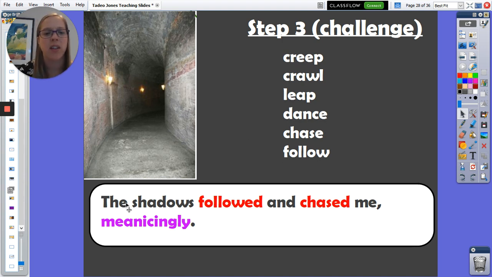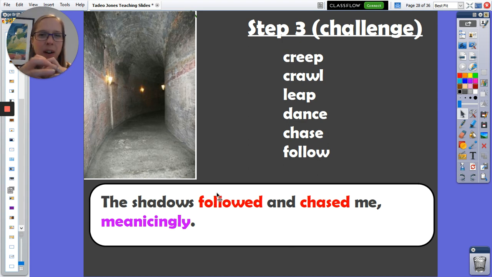So I've got the shadows, that's my noun, the thing I'm describing. I've got my two verbs, followed and chased me. I've added two there just to make it a bit more interesting. And that makes it a bit more of an expanded phrase. The shadows followed and chased me menacingly.